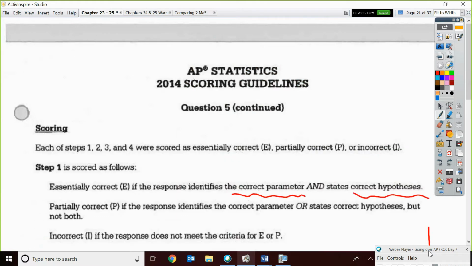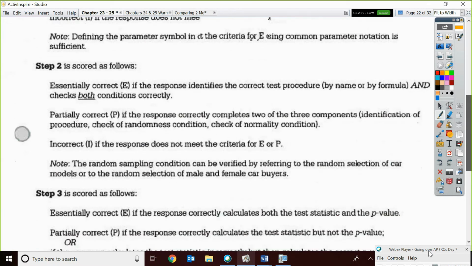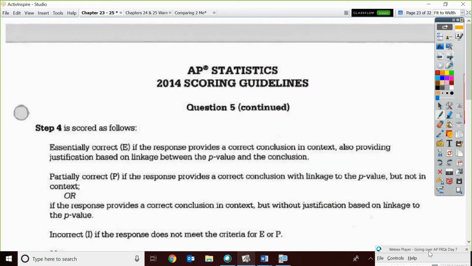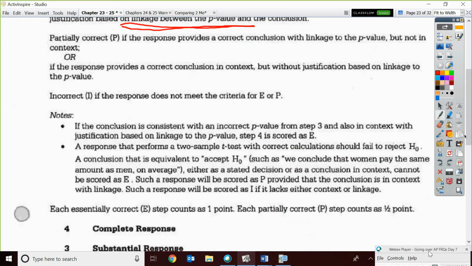Let's just glance through. Your third point was achieved if you calculated the correct test statistic and the p-value. All right, and then the fourth point was achieved if you linked the p-value to the alpha, and did the correct conclusion in context. Okay, so that's how you got your fourth point.